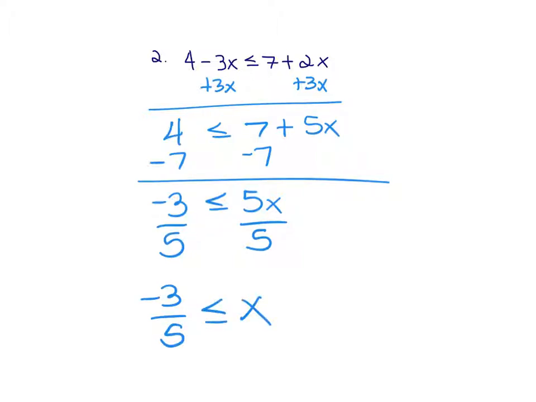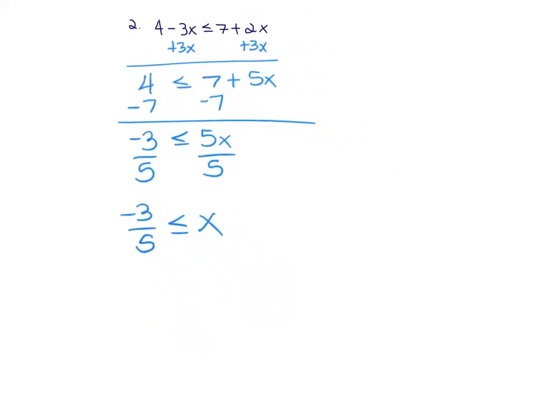Now, for those of you who like to see your letter on the left, you could move it around. Make sure Mr. Pac-Man here is still eating the x, so you would flip him around so he still is going after the x and not the negative 3/5. We now need to turn this answer into a graph and to interval notation.